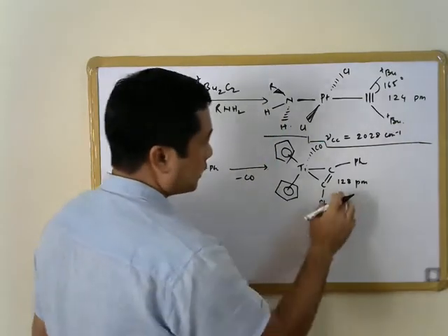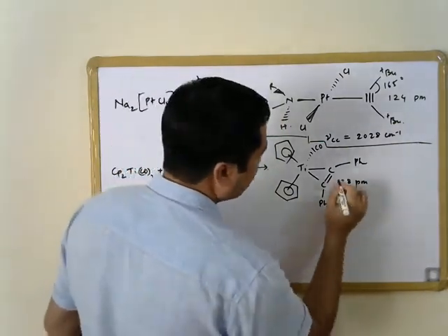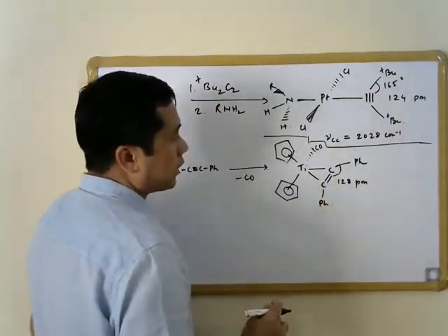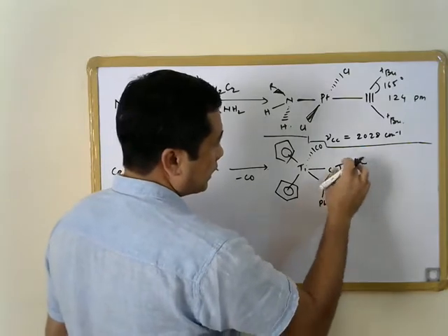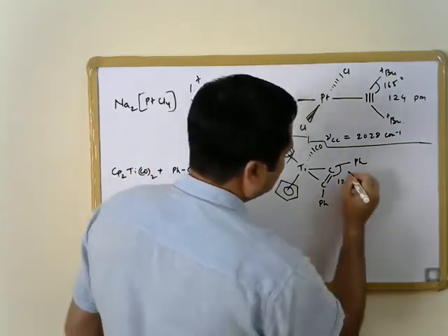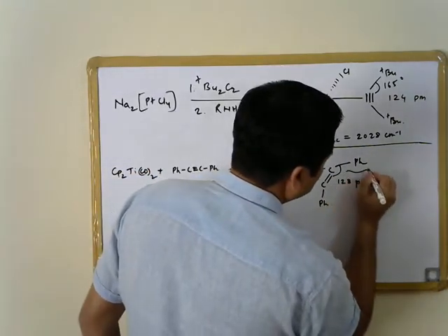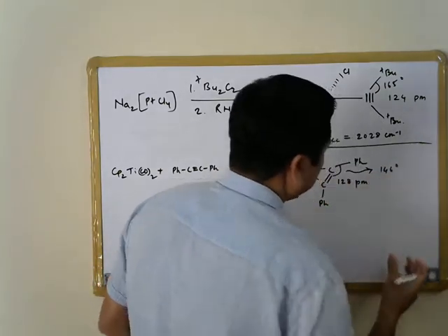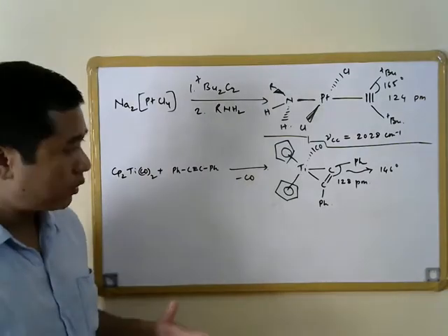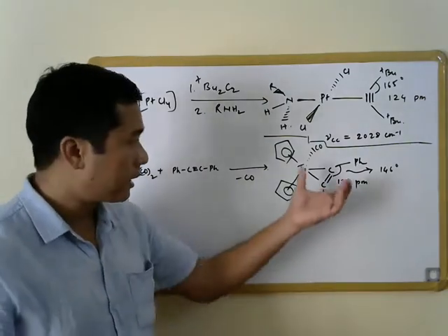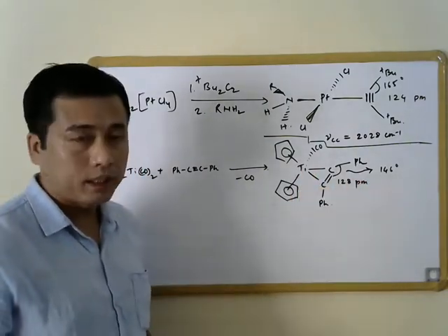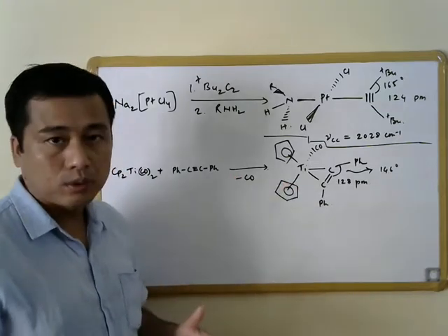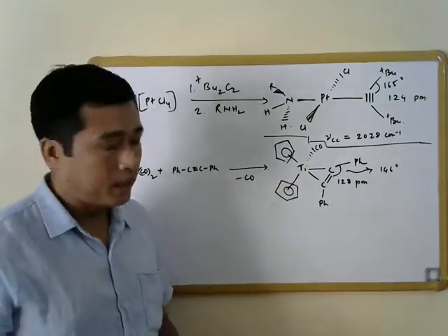In this case, the C≡C bond distance is 128 picometer, and this particular angle, that is the C-C-C angle over here, is equal to 146 degrees, which is much smaller. More deviation from linearity happens in this case, because the bond angle is now farther away from 180 degrees.